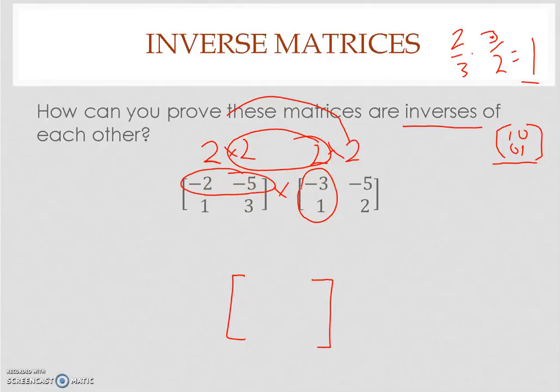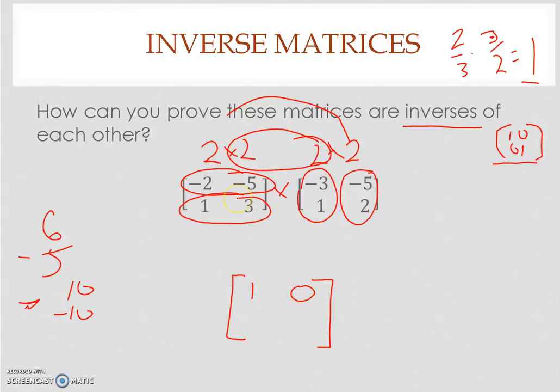-2 times -3 is 6. -5 times 1 is -5, and so that gives me a 1. If I multiply the first row by the second column, negative 2 times negative 5 is 10, and then negative 5 times positive 2 is negative 10, and that gives me 0.